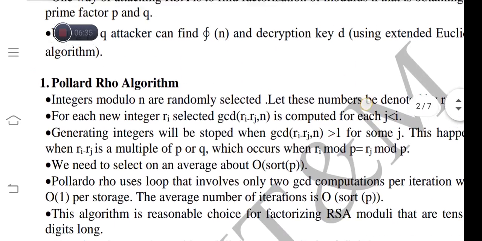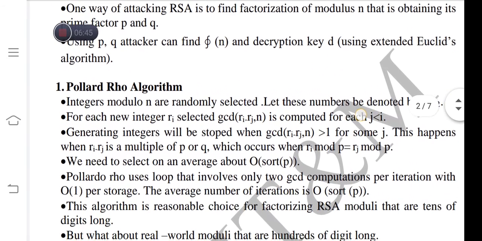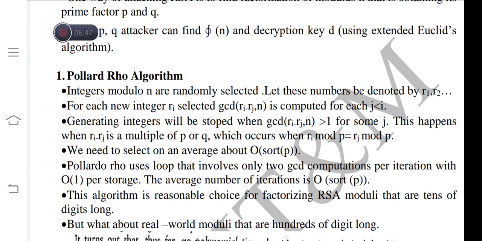And the Pollard-Rho algorithm is also based on modulus factorization. The integers modulo n are randomly selected. Here the attacker will select some random numbers modulo n, and let us denote these numbers as r1, r2, r3, etc. For each of these random numbers, you will find the GCD of (ri minus rj, n).